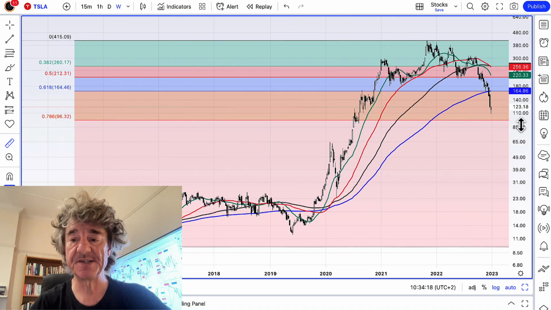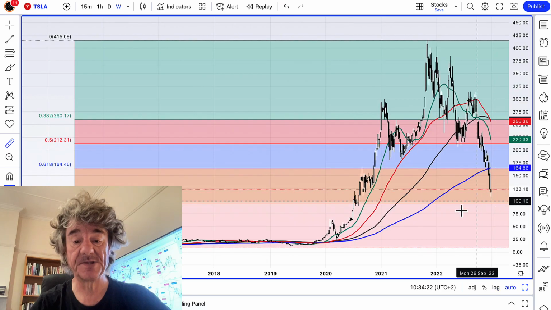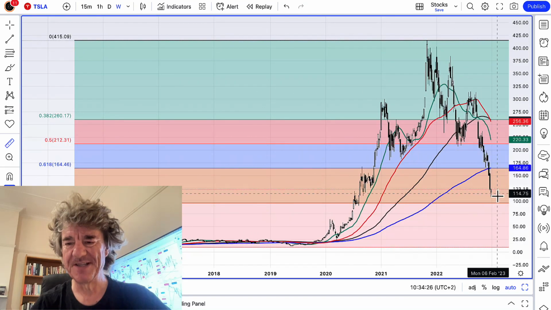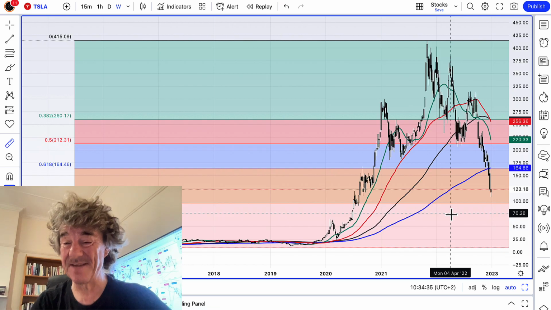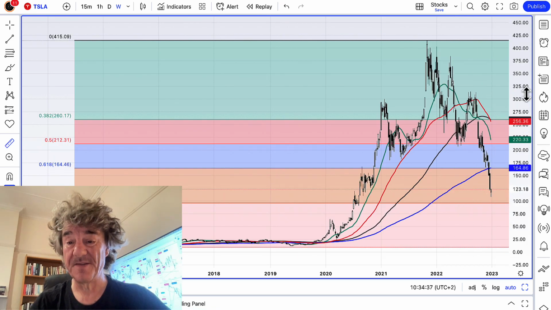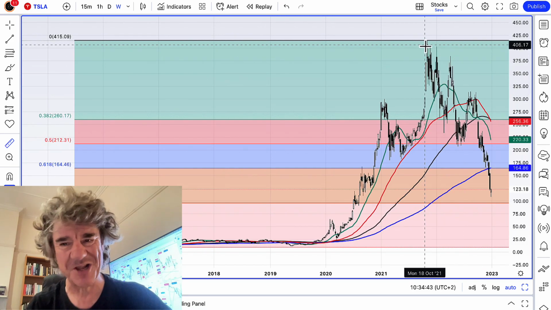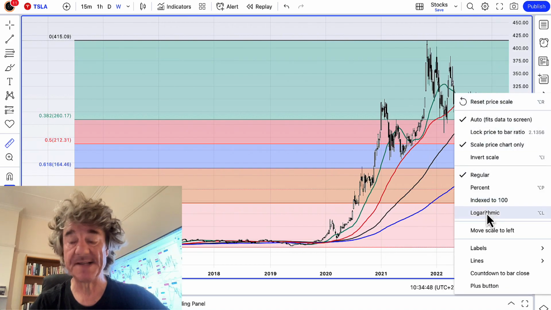Now, if I change the scale to a regular scale, it looks pretty different. So there's where the bottom of that fib is drawn from. There's the high, and you can see on a regular scale, it's pretty difficult to read, and it looks much more catastrophic than it is, and it makes the whole process of picking levels rather difficult and rather scary. And we've fallen off a precipice since the beginning of last year, 2022. But if we go to a logarithmic scale, it makes a lot more sense. So that's the first step.